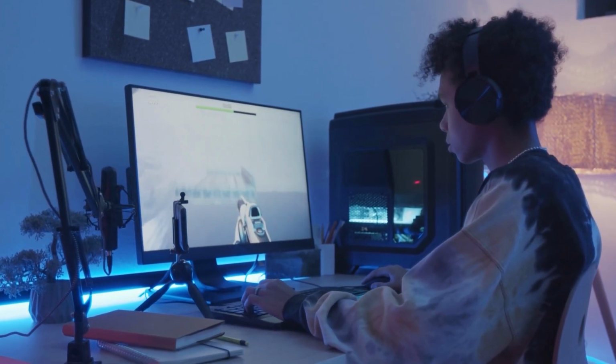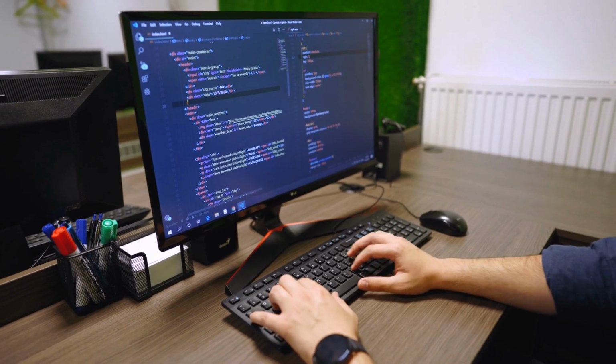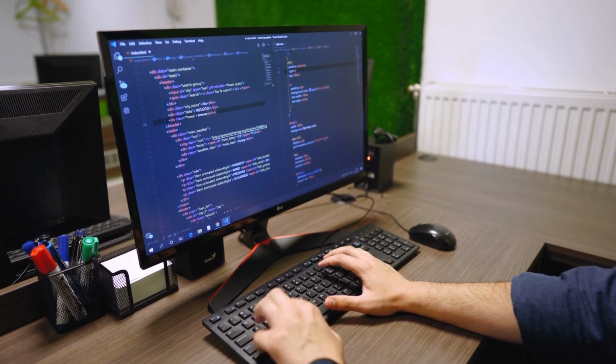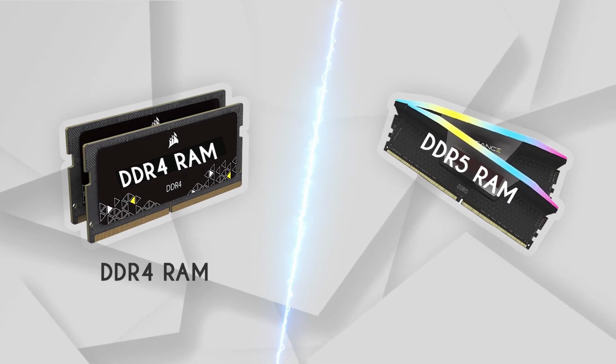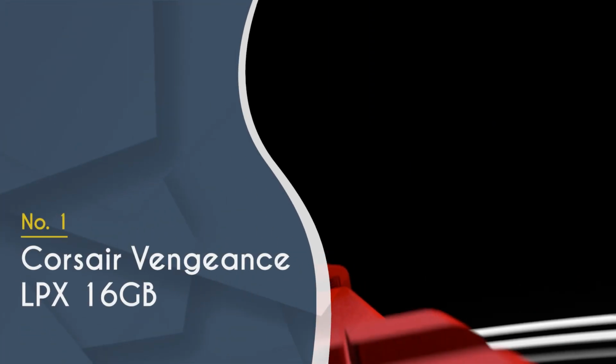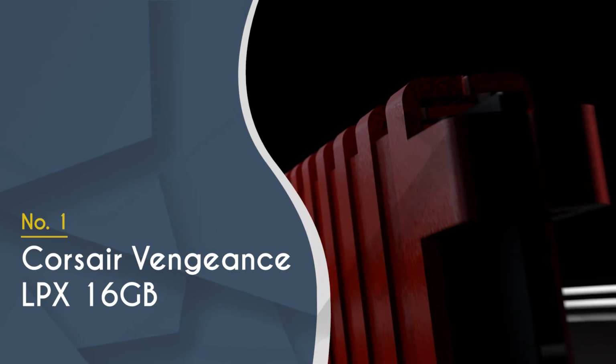In the meantime, it's best to take advantage of the DDR4 kits on the market today as they offer way better value for money. Now that you basically know the major differences between DDR4 and DDR5 RAM, here are our top recommendations for both. Our first DDR4 entry is the Corsair Vengeance LPX 16GB.